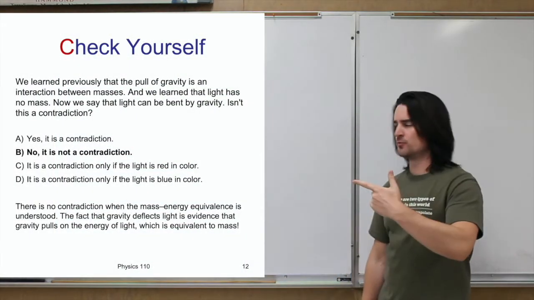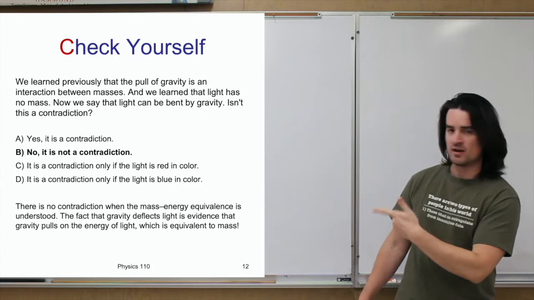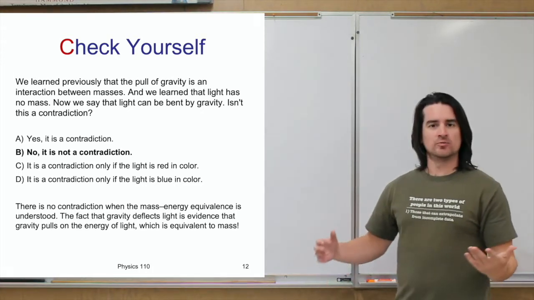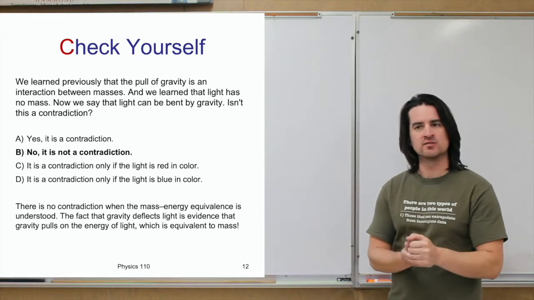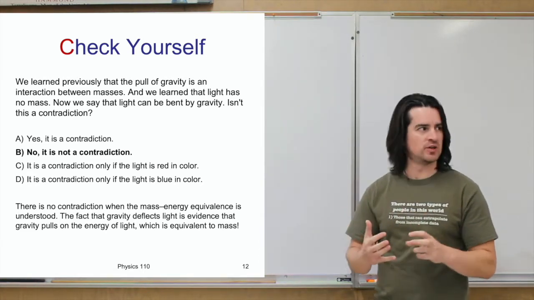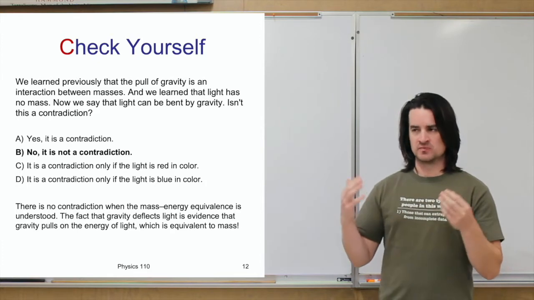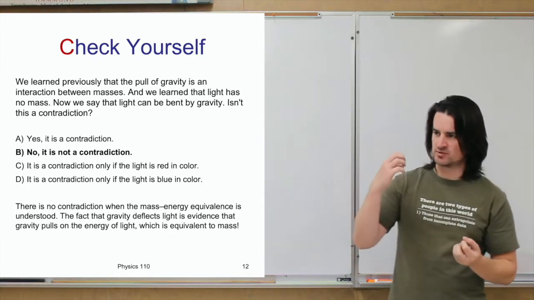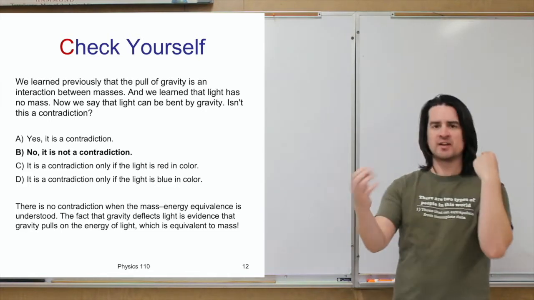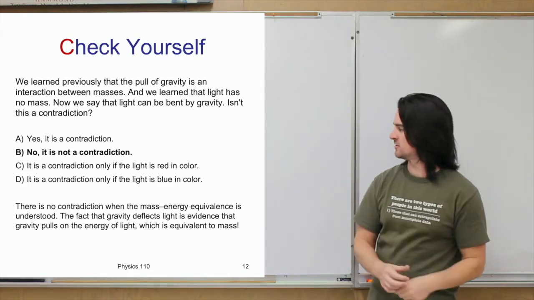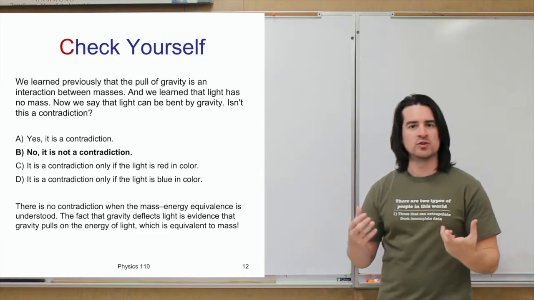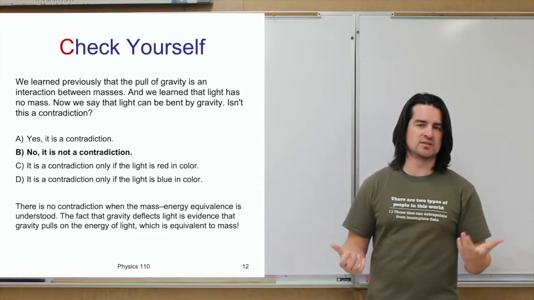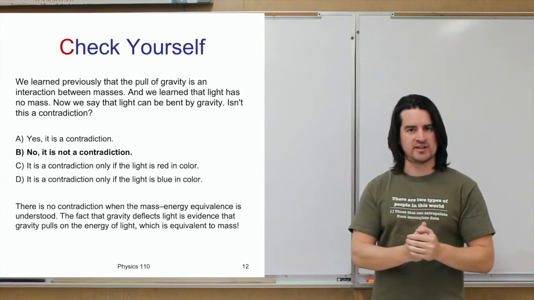Right, so hopefully you said, no, this is not a contradiction. Why is it not? Well, it goes back to the principle from special relativity that says mass and energy are equivalent. If you have a certain amount of mass, that means it's equivalent to having a certain amount of energy. If you have a certain amount of energy, it means it's equivalent to having a certain amount of mass. So light, a photon, doesn't have mass, but it has energy, and gravity pulls on that energy.